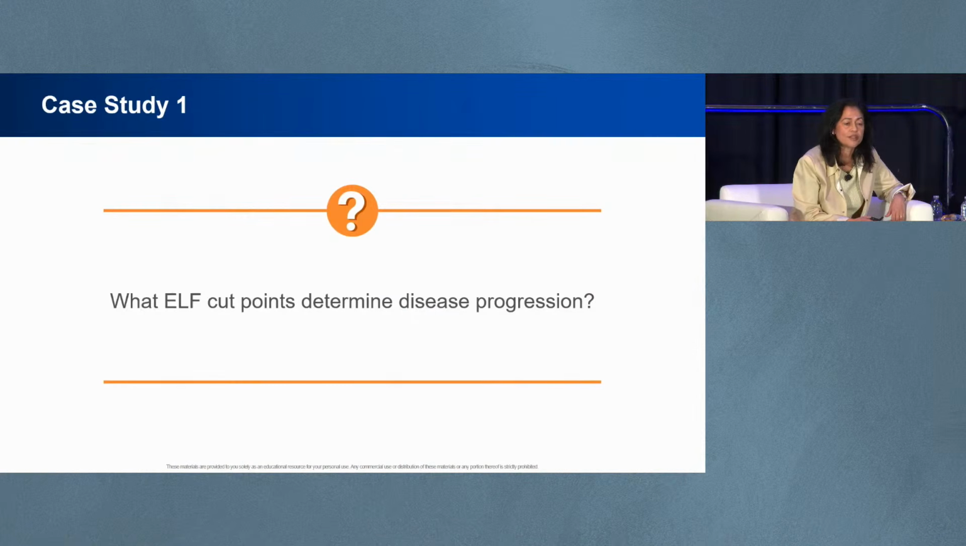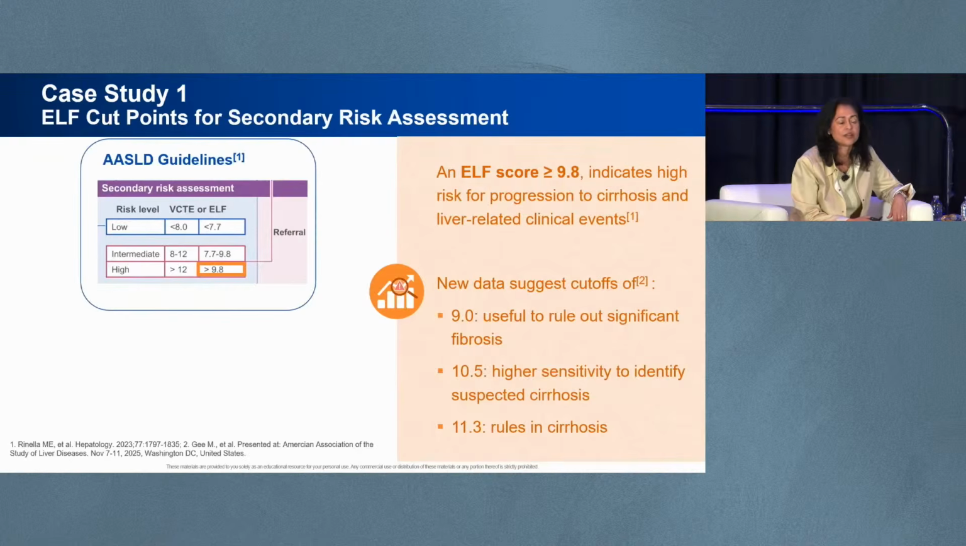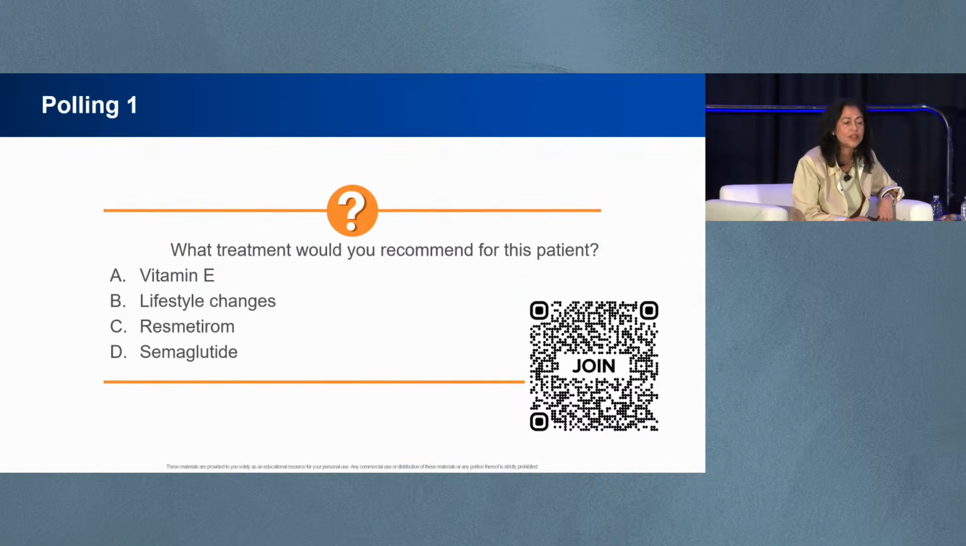So, this is a polling question: what ELF cut points determine disease progression? Okay, ELF cut points, as we've said a few times, greater than 9.8 indicates a high risk for progression to cirrhosis. 10.5 is where you're likely to have cirrhosis, and that rules in cirrhosis and predicts events. So what treatment would you recommend for this patient?